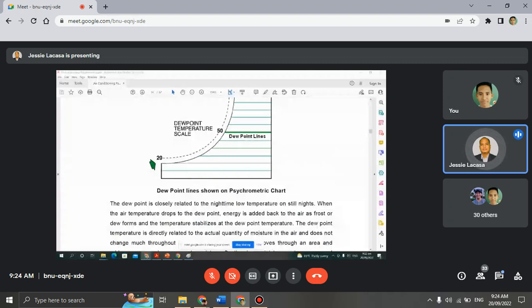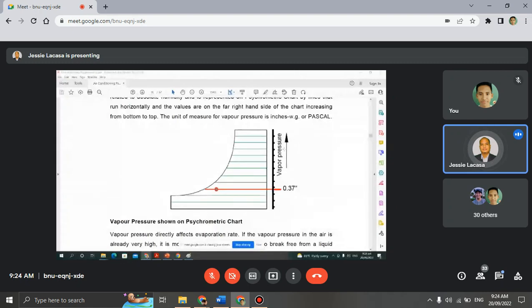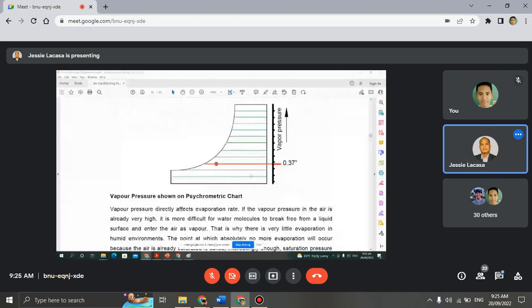I think I have already posted the sample psychrometric chart in Google Classroom. I remember sending it yesterday. Did you get it? Let me check. I will just send it later if not. Have everyone submitted?